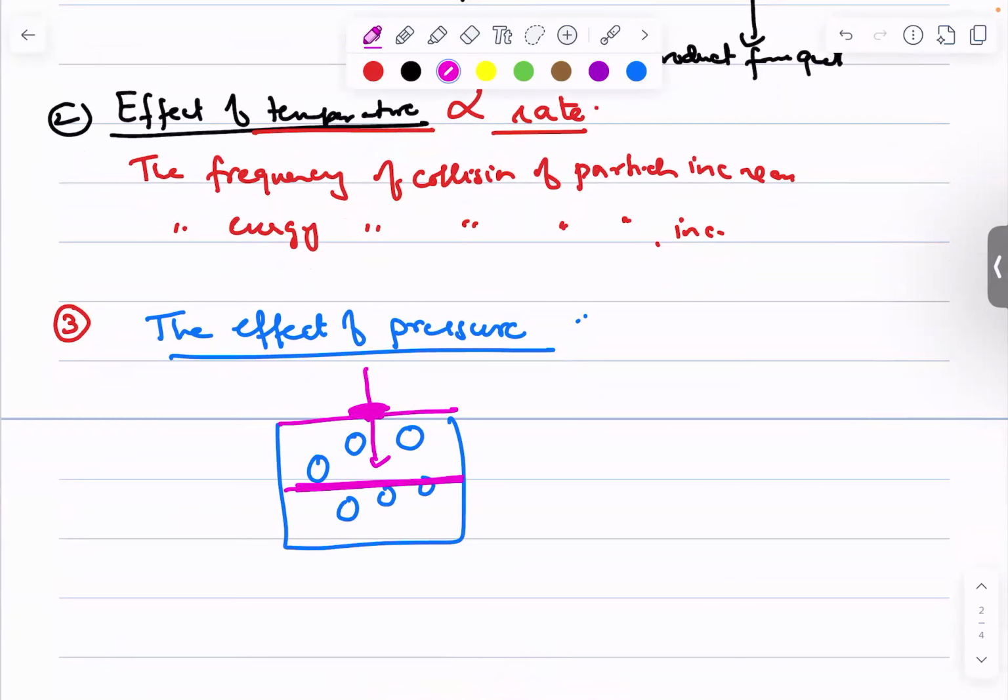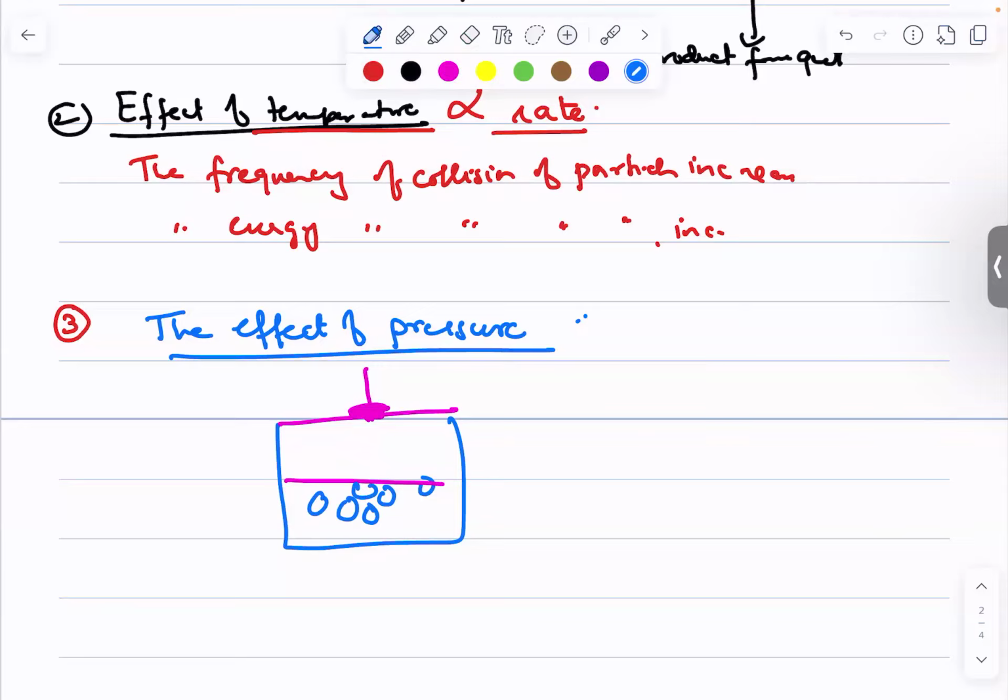And this would be the volume. Now, all these particles would now be where? In this space, in this much space. Six particles. So what do you think? Is there a greater chance of collision? Yes. There is a greater chance of collision, right?